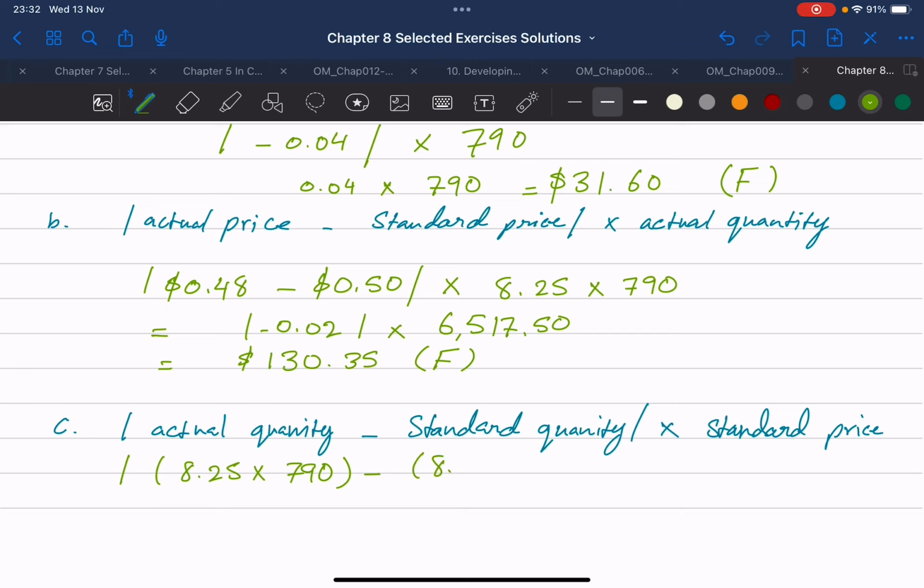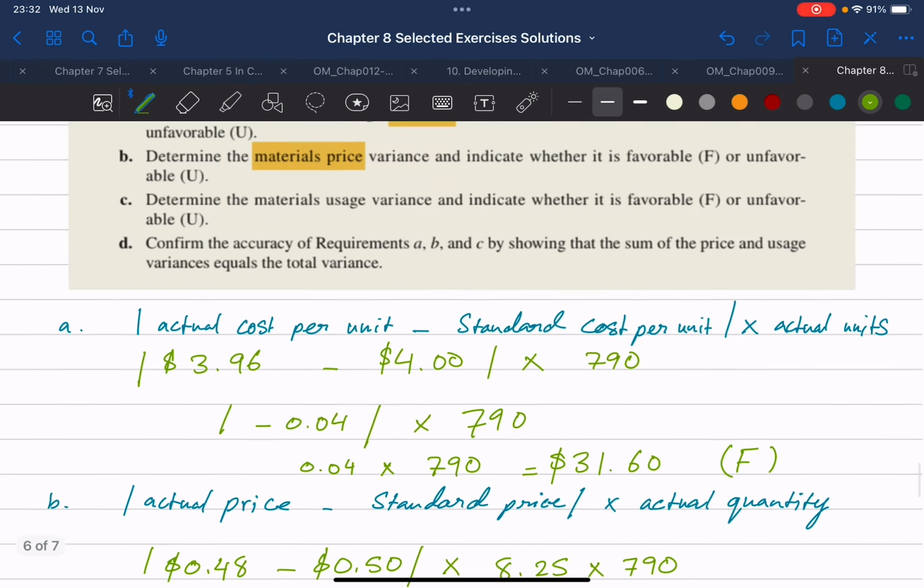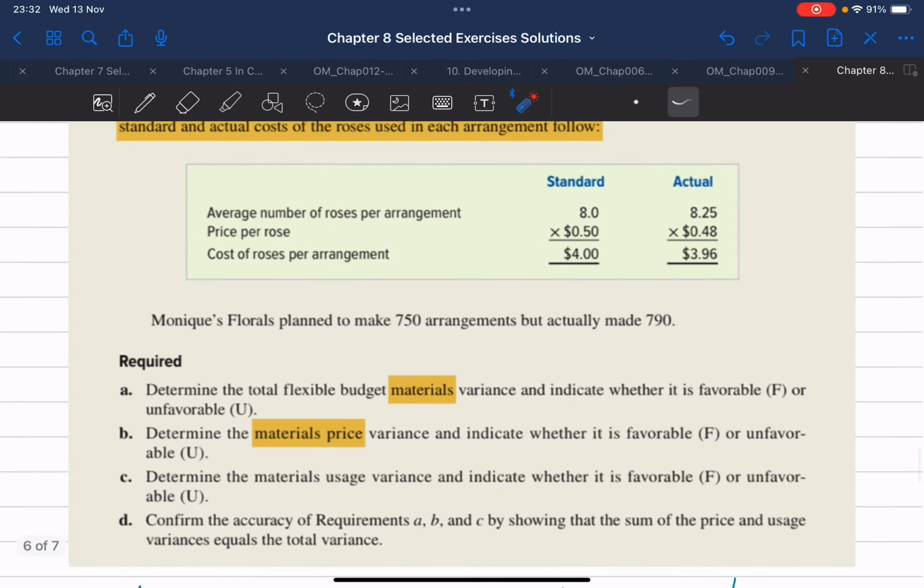roses, which was 8, again multiplied by 790 arrangements, and then we multiply by the standard price, which was 50 cents.